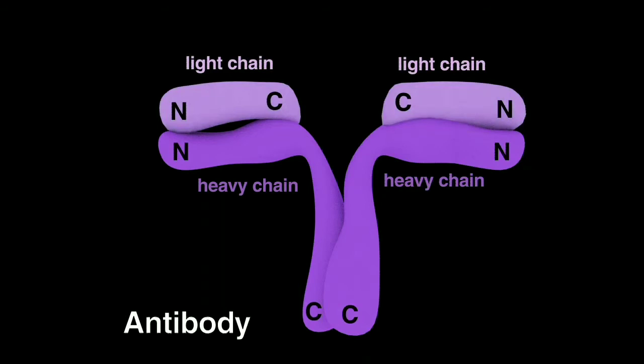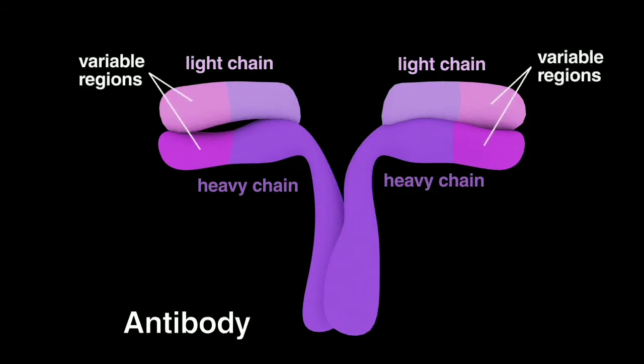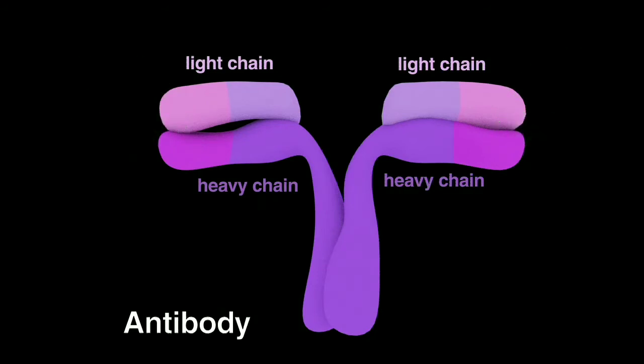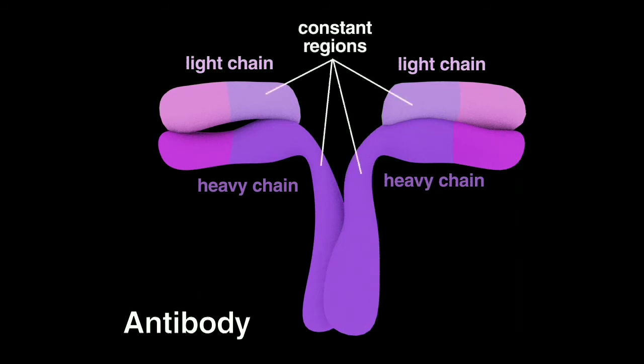The N-terminus of the 4 polypeptide chains vary significantly in sequence from one antibody to the next and are called variable regions. Variable regions are involved in antigen binding. The other regions of the polypeptide chains vary very little in sequence among different antibodies from the same species and are called constant regions. The constant regions are responsible for interacting with effector proteins that mediate the immune response.